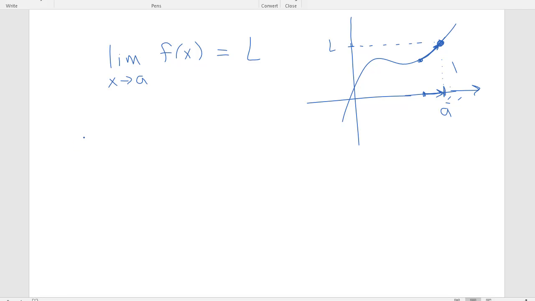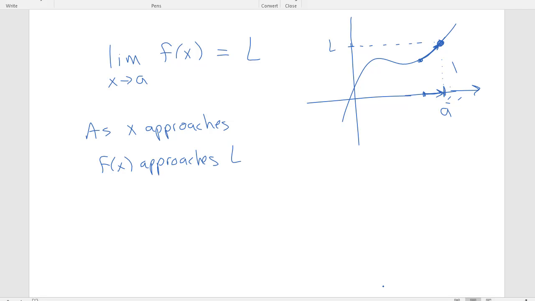And there's a couple different ways we could write that. We could say as x approaches A, f of x approaches L. But usually how we read that is we say the limit of f of x as x approaches A equals L. That's typically how we would read that expression.